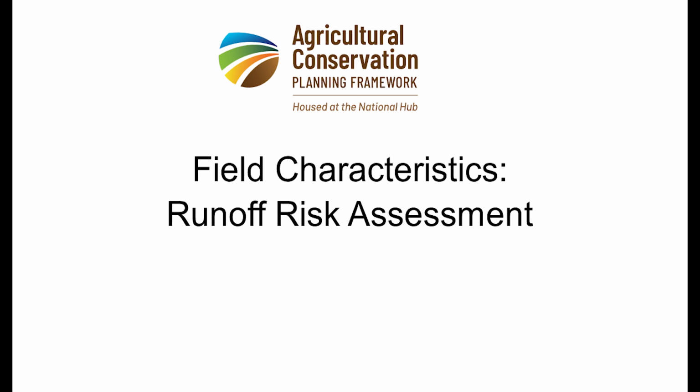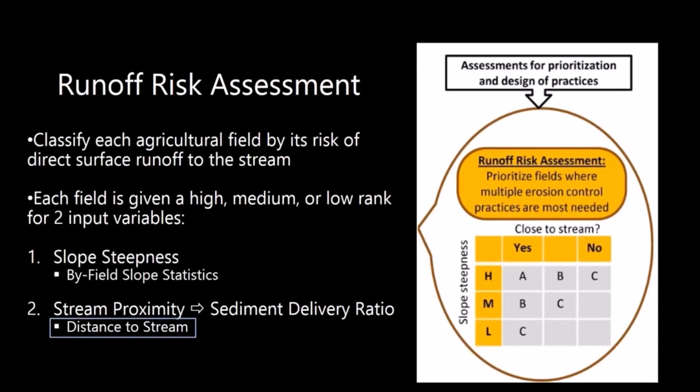In this video, we're going to discuss the Runoff Risk Assessment Tool. This is the fourth and final tool in the Field Characterization section of the ACPF Toolbox. The Runoff Risk Assessment Tool ranks fields based on their susceptibility to runoff. It uses two variables to classify agricultural fields by their risk to direct surface runoff.